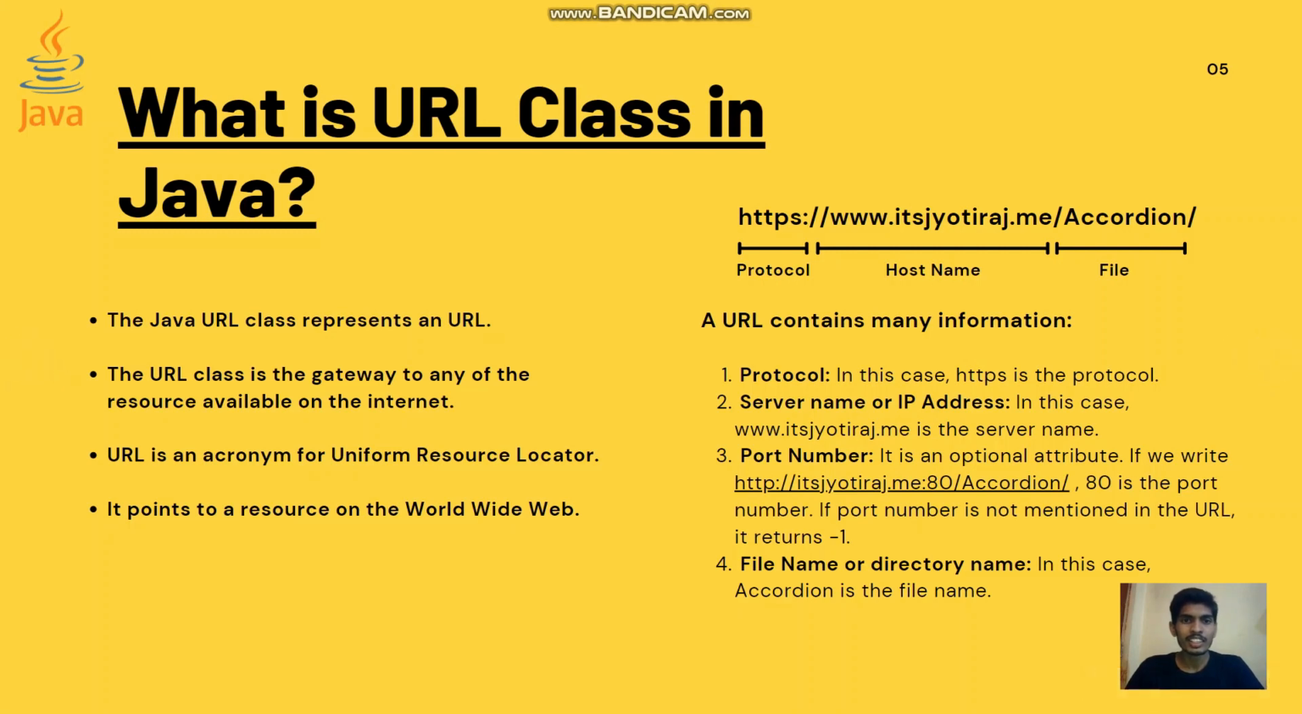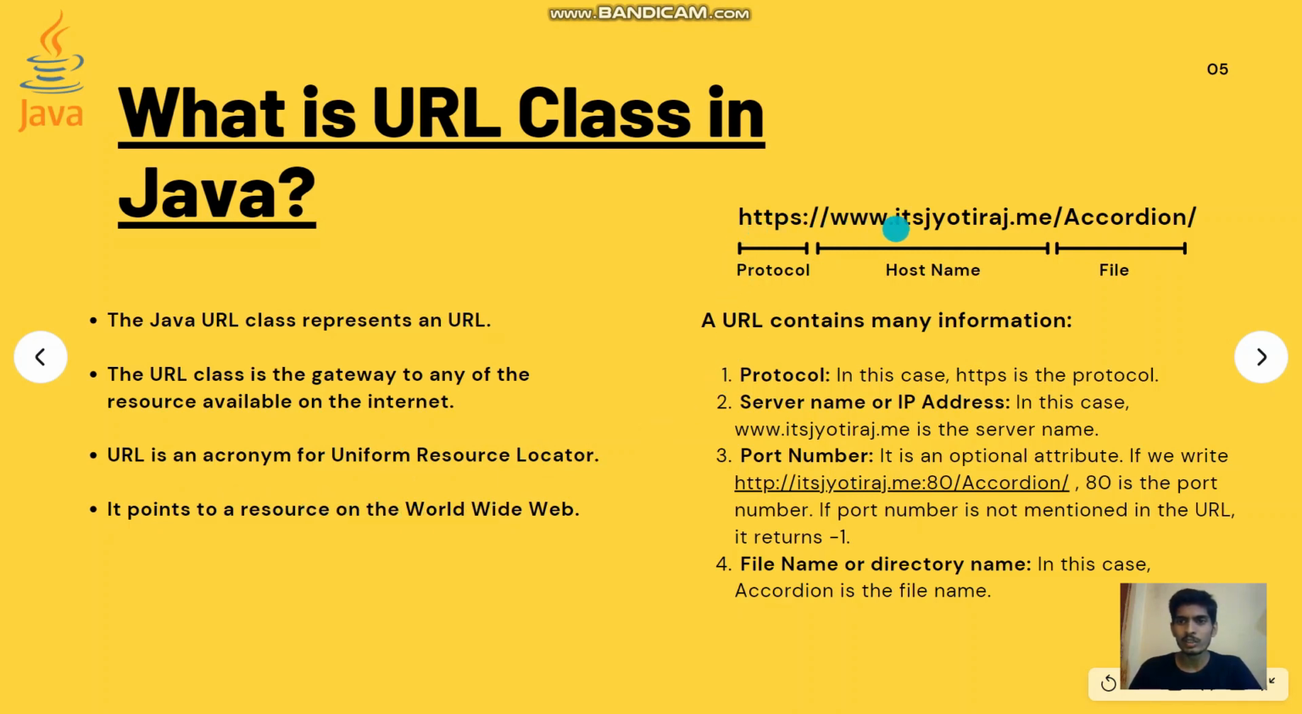What is the Java URL class? The Java URL class represents a URL. A URL is a gateway to any of the resources available on the internet. It is an acronym of Uniform Resource Locator. It is used to point to a resource over the World Wide Web. Now let's take an example of a URL.